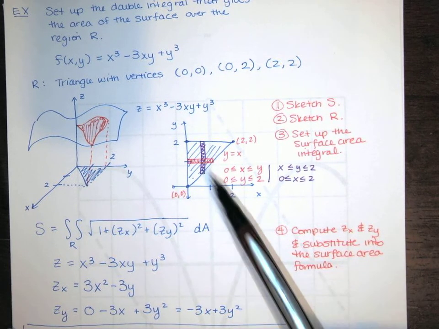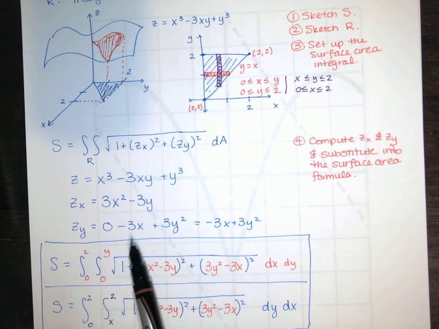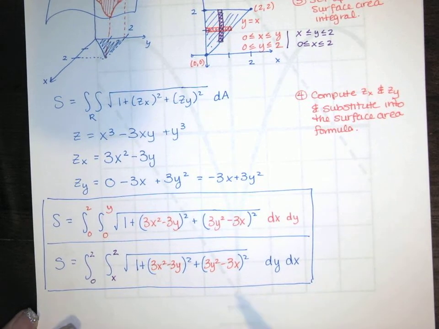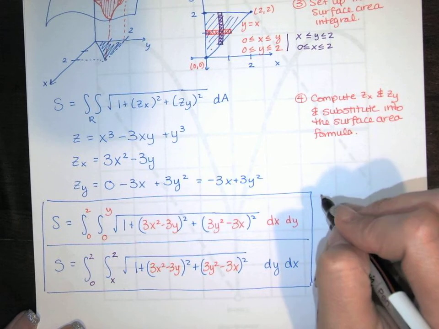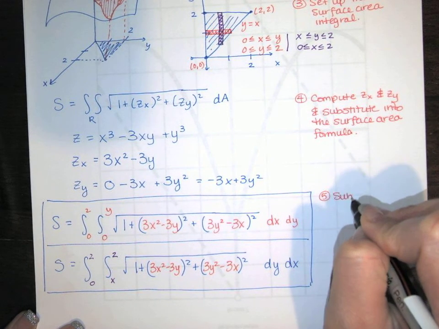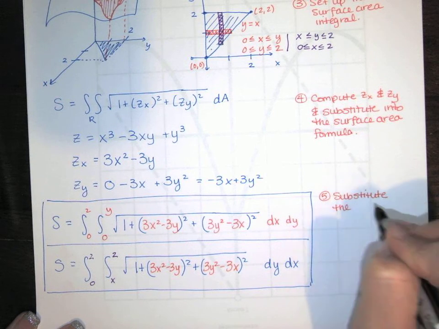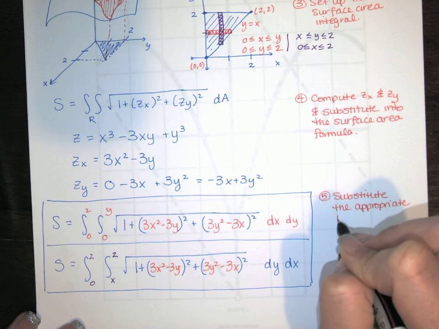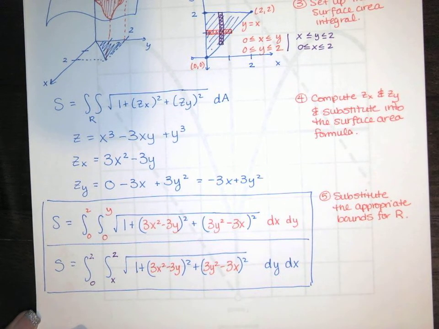So you sketch R, you describe it, we set up the surface area integral. This requires computing a couple of partials and then using our descriptions of R as bounds. So we did this, and then we substitute the appropriate bounds, or a set of appropriate bounds, for R. And at this point, we would evaluate the integrals if we were asked to, but we were just asked to set these up.